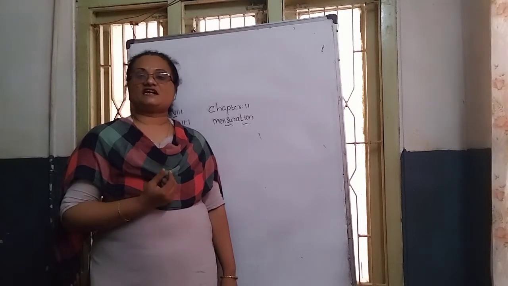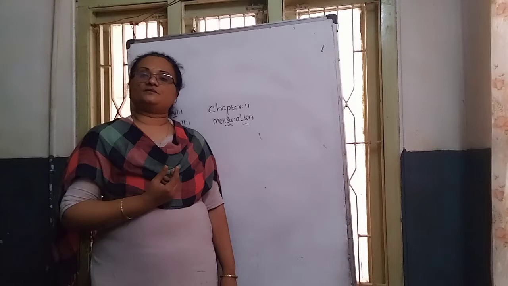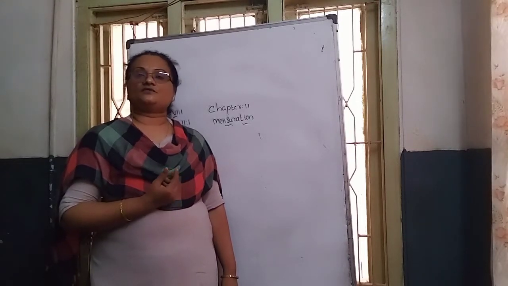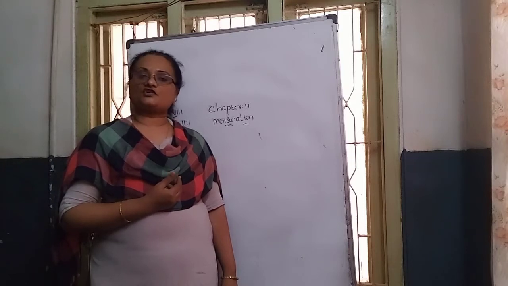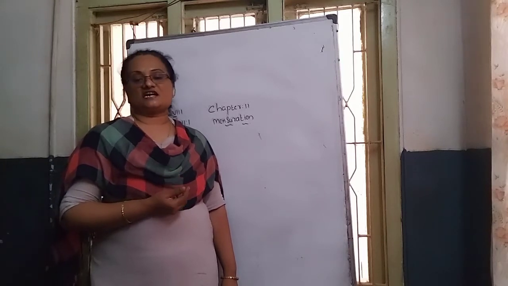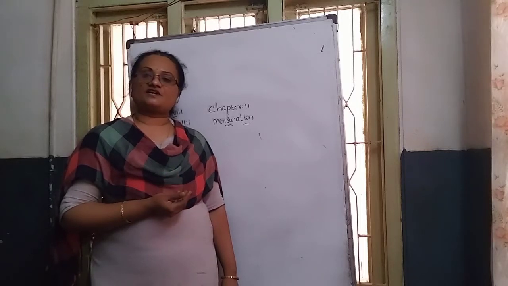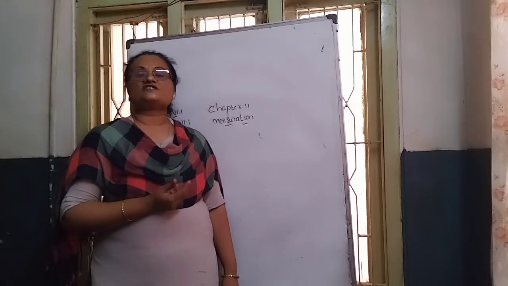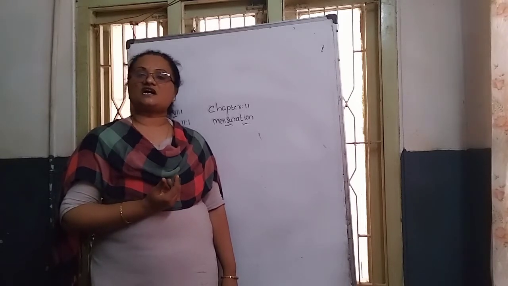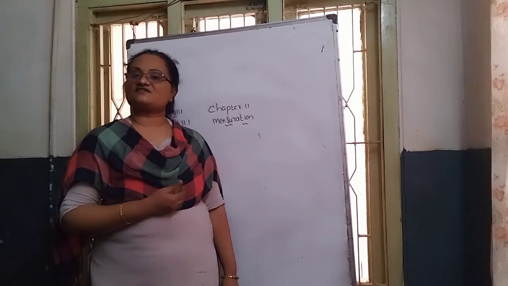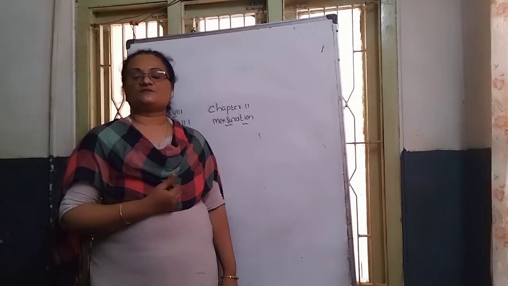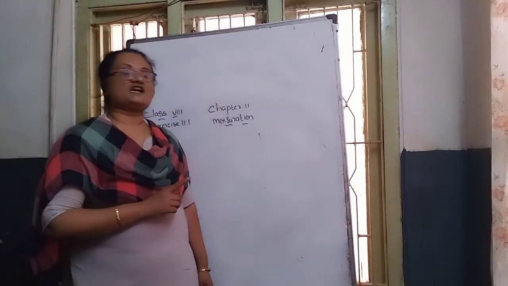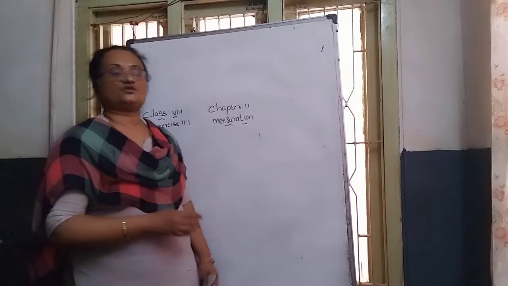Then the area of a square is side into side. The area of a rectangle is length into breadth. For a parallelogram, the area is base into height. For a triangle, the area is half into base into height. You already learned this topic in 7th class. Now this part is a continuation, so we are discussing exercise 11.1.